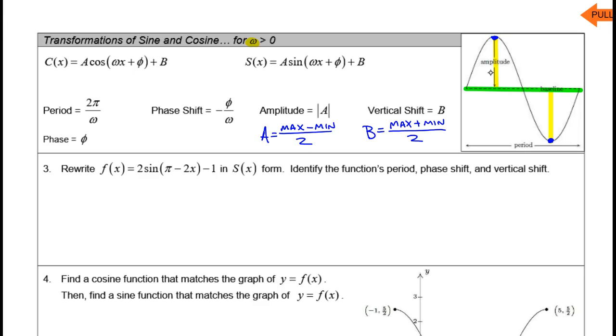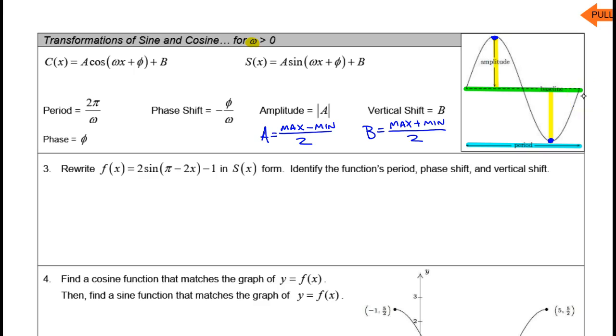Okay, the next definition we'll talk about here is period. The period of a function is the length that it takes to go one complete cycle. And that's called the period.